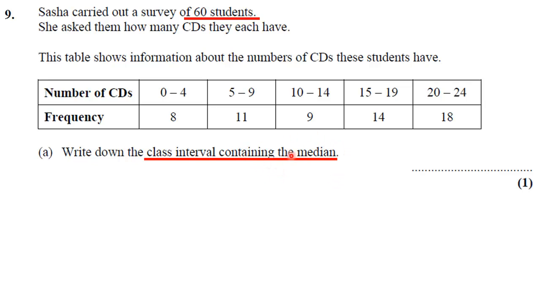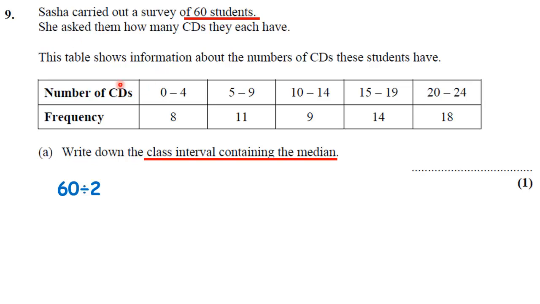Okay, the class interval containing the median, you need to make sure you understand what they mean by median. Median is the middle value once all the values are put in order. In a frequency table, the values here are in order already, right? So people who have CDs 0 to 4, they're 8 people, 5 to 9, they're 11 people, and so on. Altogether, we know that there's 60 people, right?